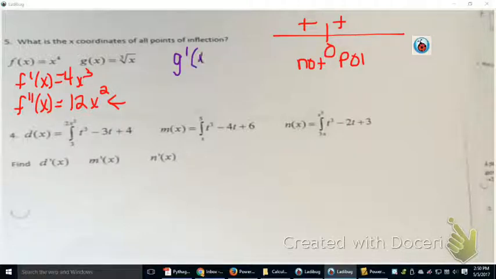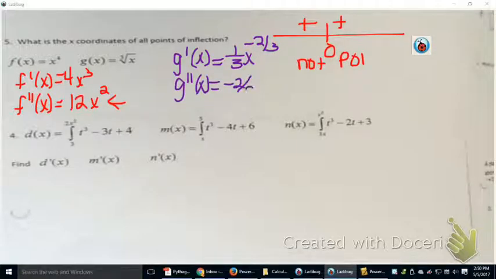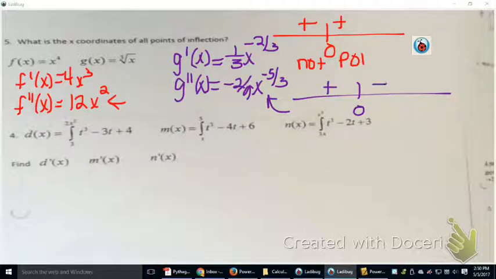Now if I do g prime of x and then g double prime of x, it's hard to figure out what goes on the number line, but the derivative is undefined at 0 because you've got that negative power. Plug values into the second derivative, so there is a point of inflection at 0 because f double prime changes from positive to negative.